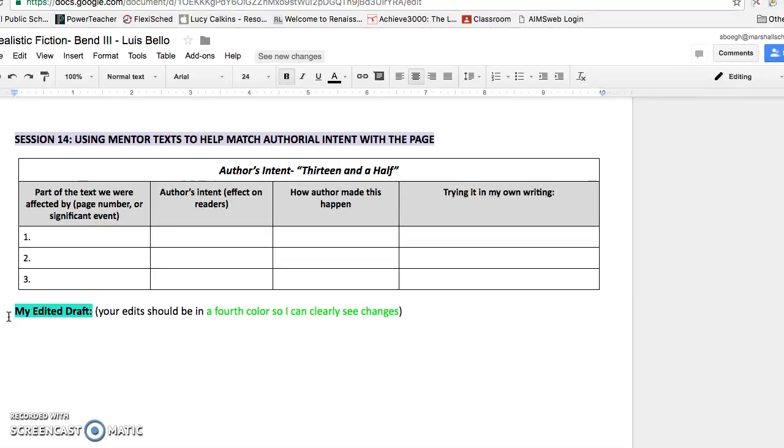Okay. I should be available via chat and email, so let me know if you need anything from me today, but let's get a lot done. I'm going to be checking this document for everybody, so I should see lots in this chart, and I should see an edited draft down here.